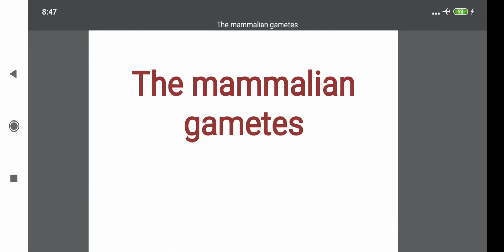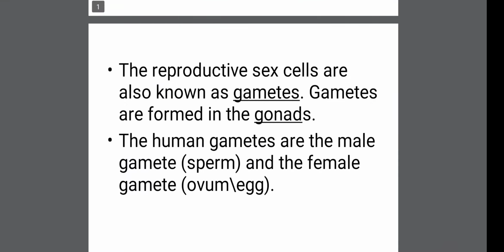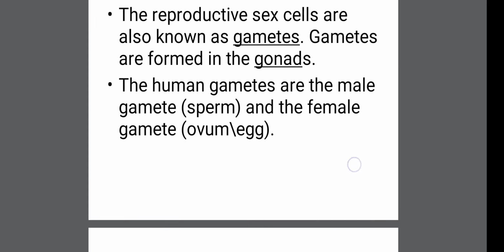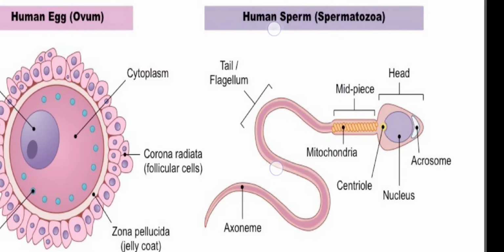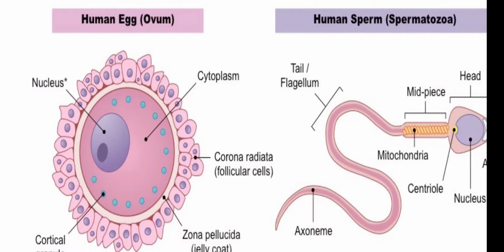We are going to be looking at mammalian gametes. The reproductive sex cells are also known as gametes. Gametes are formed in the gonads. Remember, our last class talked about gametes and gonads. The human gametes are the male gamete, which is the sperm, and the female gamete, which is the ovum or the egg. So this is how the structure of the male and the female gametes look.